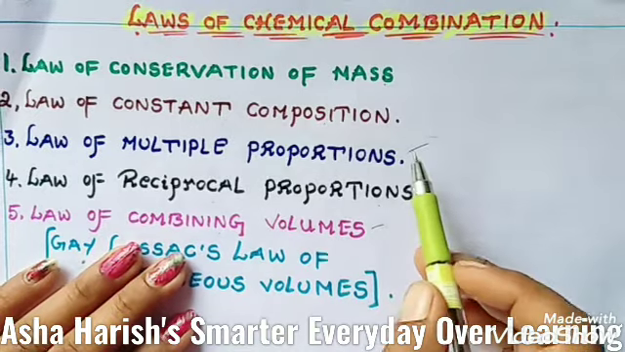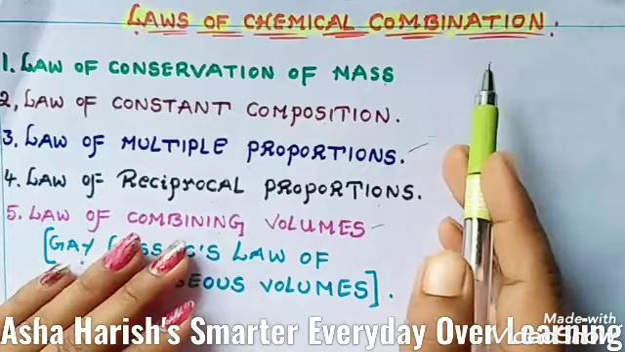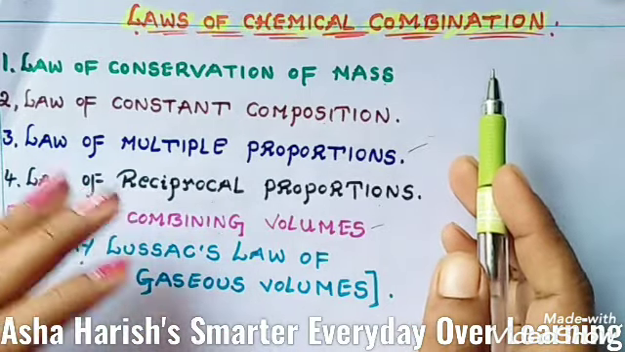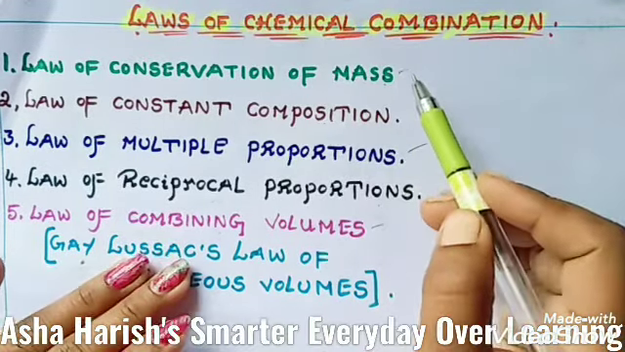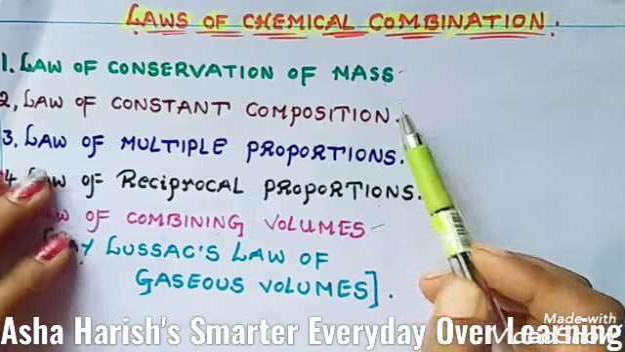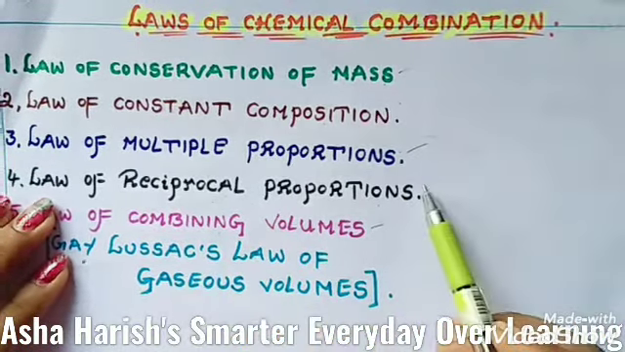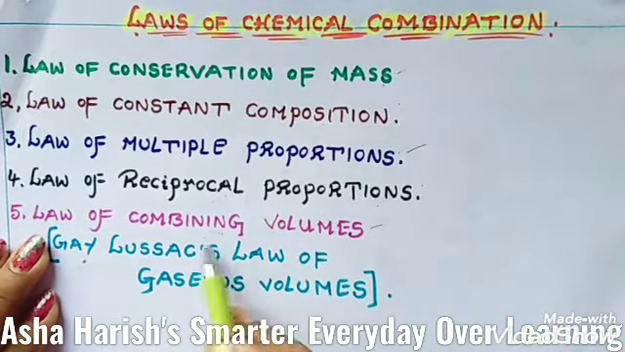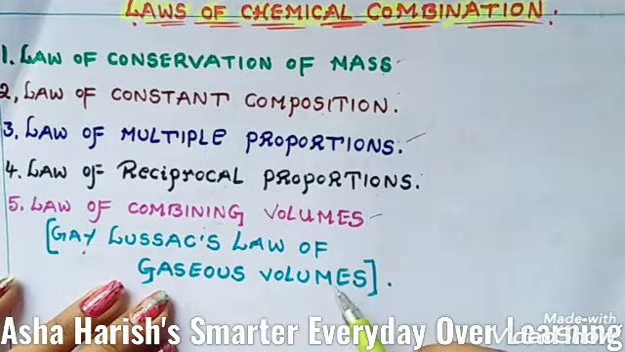Hi students, in this session today we are going to learn about laws of chemical combination from the chapter Some Basic Concepts of Chemistry. In this topic we shall be learning about the law of conservation of mass. This is the first law, and the second one is the law of constant composition, the third is the law of multiple proportions, the fourth is the law of reciprocal proportions, and the last one is the law of combining volumes, which is also called Gay-Lussac's law of gaseous volumes.